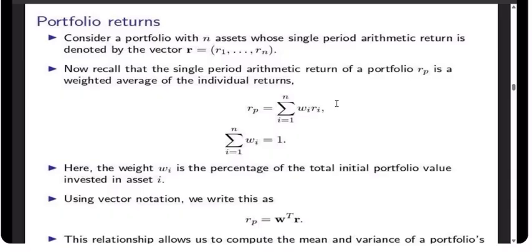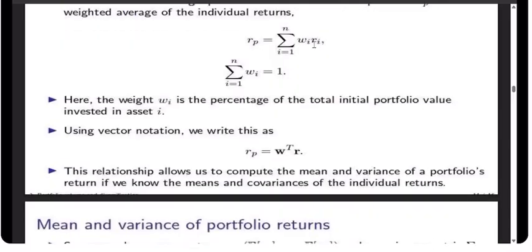Does that make sense? Okay, the sum of the weights has to be equal to 1. Of course, I told you what W1 represents. W1 is the percentage of the total amount that you spend on a particular asset. And if you take a look at this, this is the return of the portfolio in scalar form.